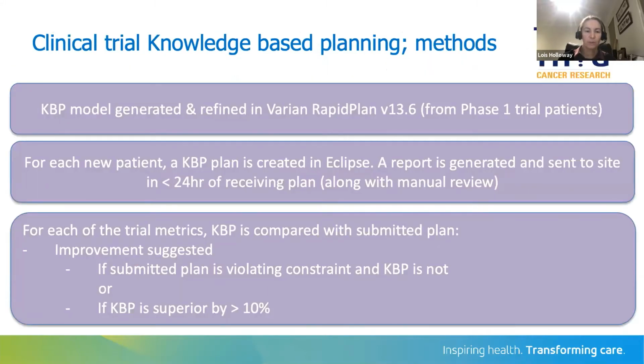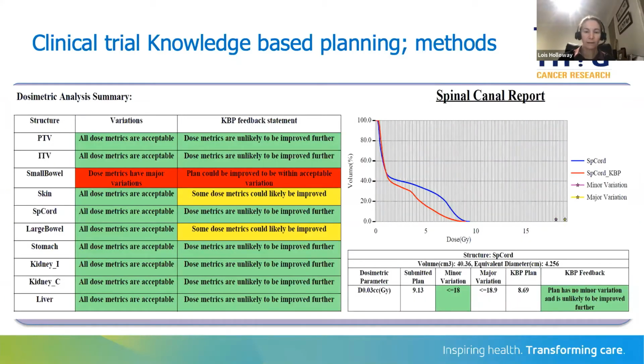So for a knowledge-based planning approach, the initial model was developed and refined within Varian's RapidPlan. And then for each new plan, a knowledge-based plan was created as part of the trial QA process. And then this knowledge-based plan was compared with the plan that was submitted from the centre that was recruiting the patient. If the knowledge-based plan was superior by more than 10% for the metrics that they were considering, then the request was made for the particular plan to be replanned to ensure that there was consistency across plans and also the ability to improve where feasible.